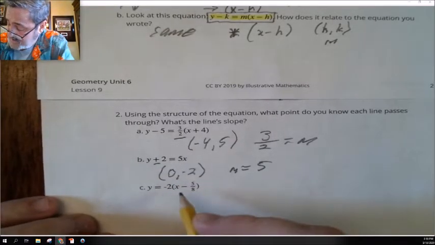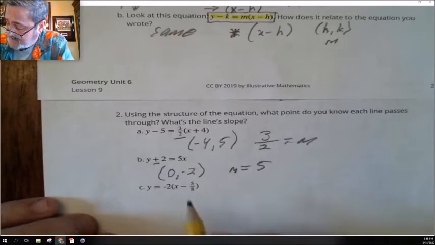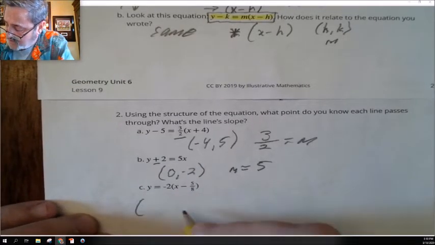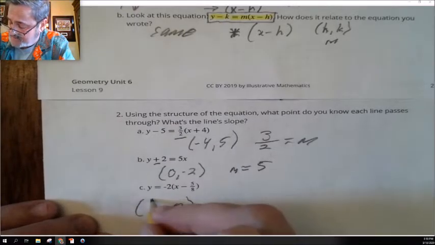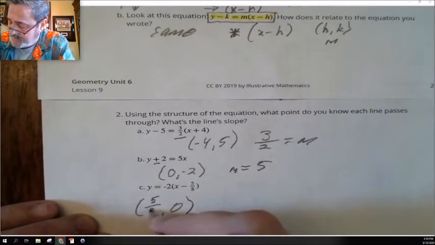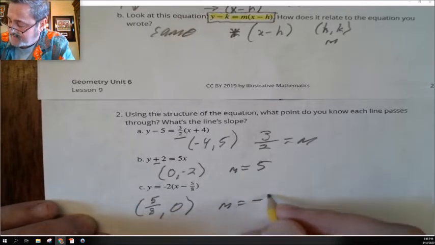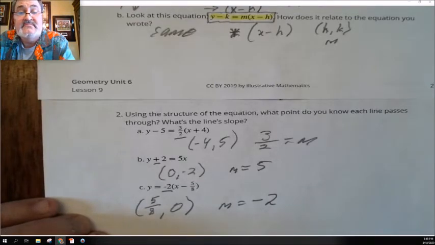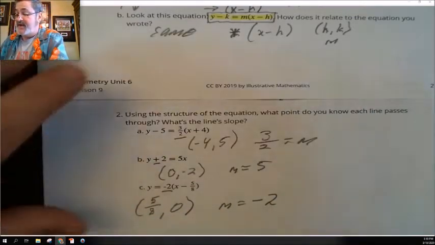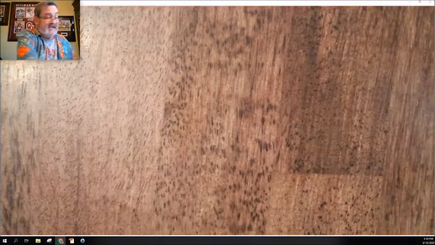Fabulous. This time we don't have anything with the y, so when we do our point, the y must be 0. X minus 5/8, so it must go to the point (5/8, 0). And the slope is negative 2, because we have that negative 2 out front. Okay, not so bad. I think we can handle that. Fabulous stuff. Let's move on and look at lesson 10.